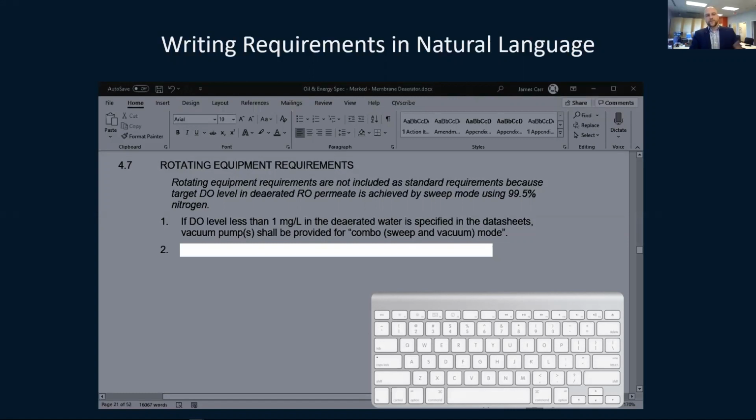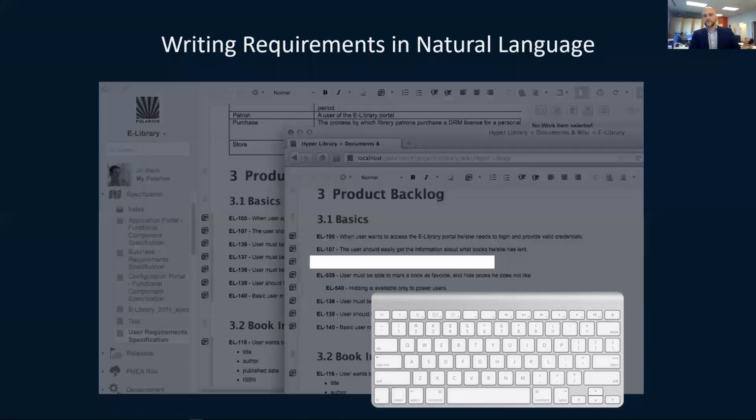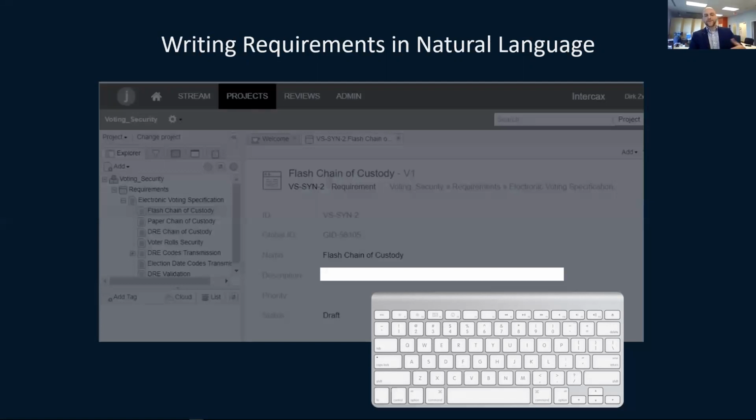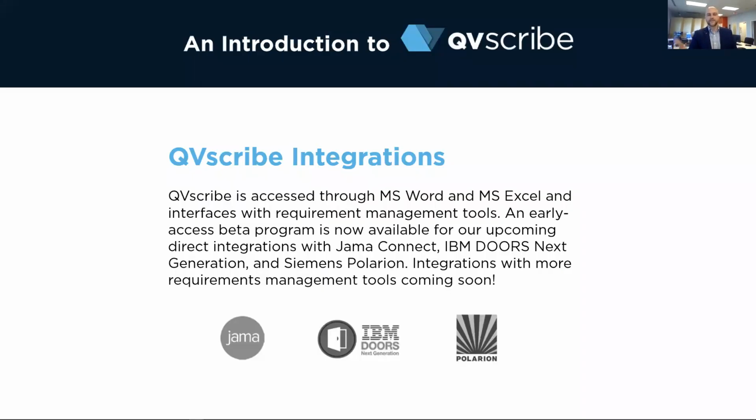So this problem exists whether you're using Microsoft Word, a requirements management tool like Polarion, an Excel spreadsheet, IBM DOORS, JAMA, or any other management tool. At the end of the day, what you write in that natural language space is open. You can write whatever you want there. So that's where QVscribe helps with getting teams on the same page. And next we'll dive into the integrations that we have forthcoming.